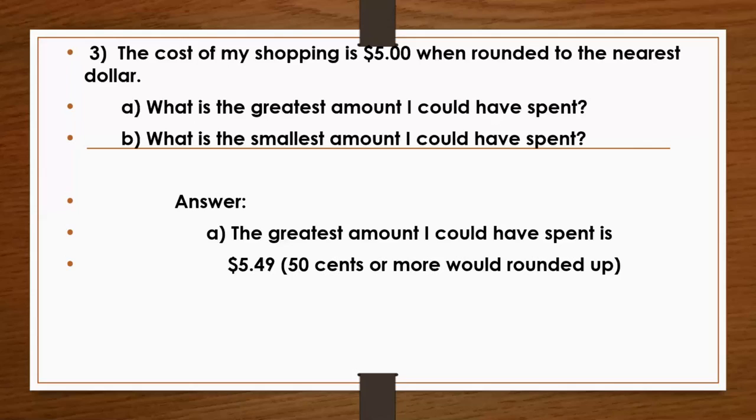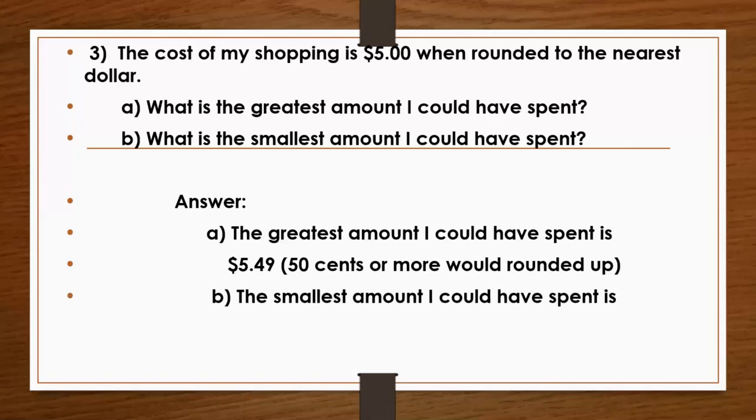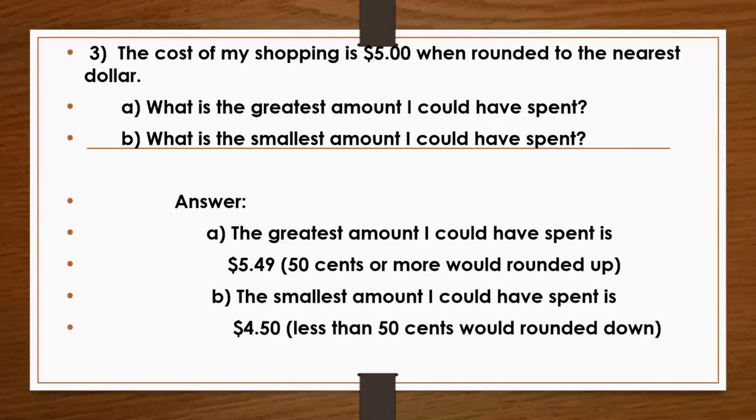If so, the B part, what is the smallest amount I could have spent? So the smallest amount I could have spent is $4.50, because less than 50 cents means it should be rounded down as 4. So this is how you find the greatest amount and the smallest amount. Hope you understand this question.